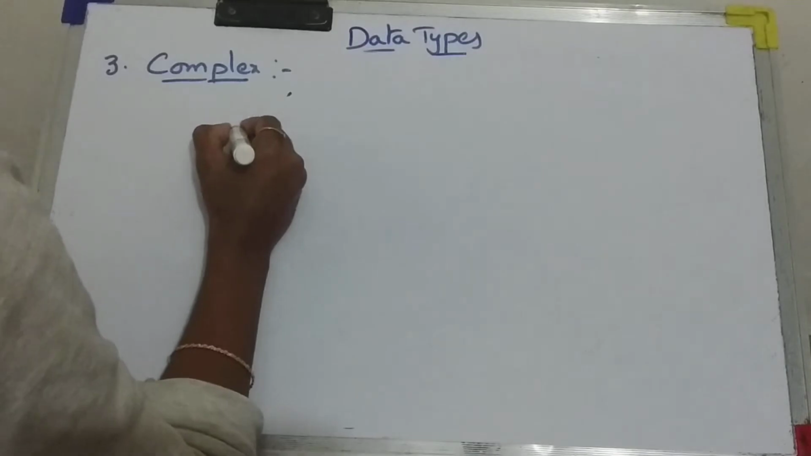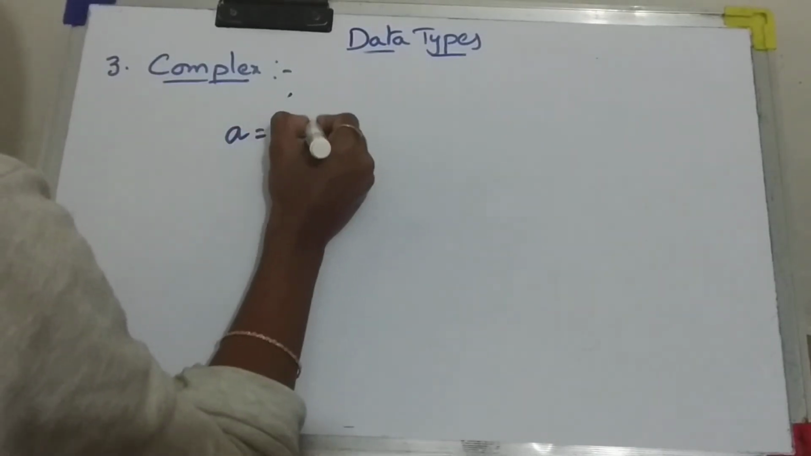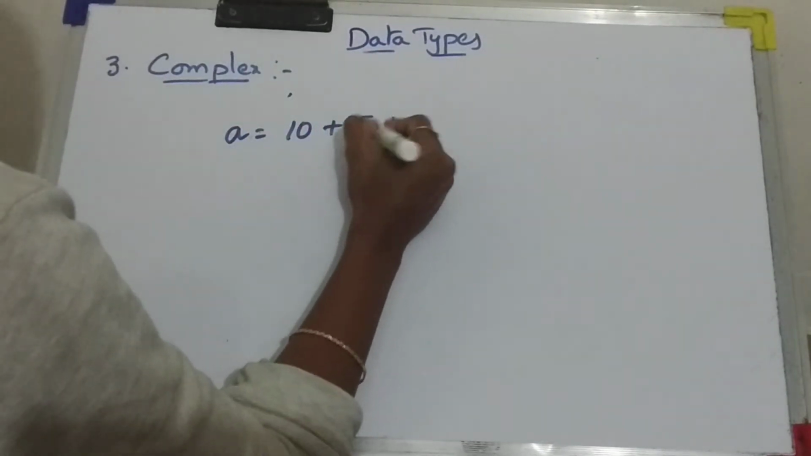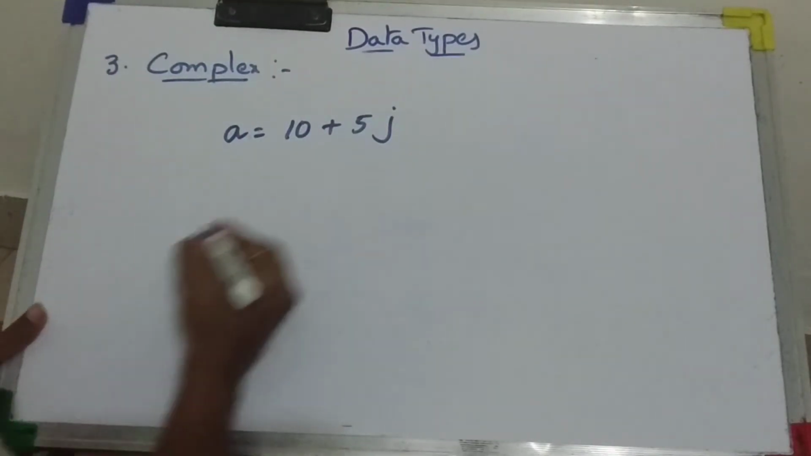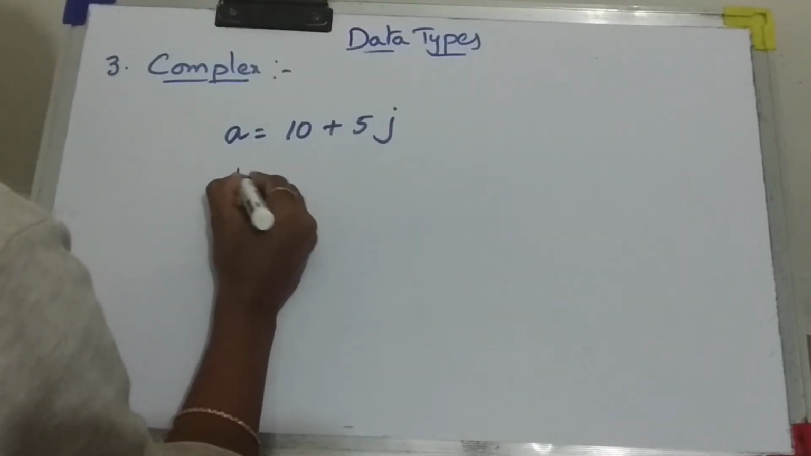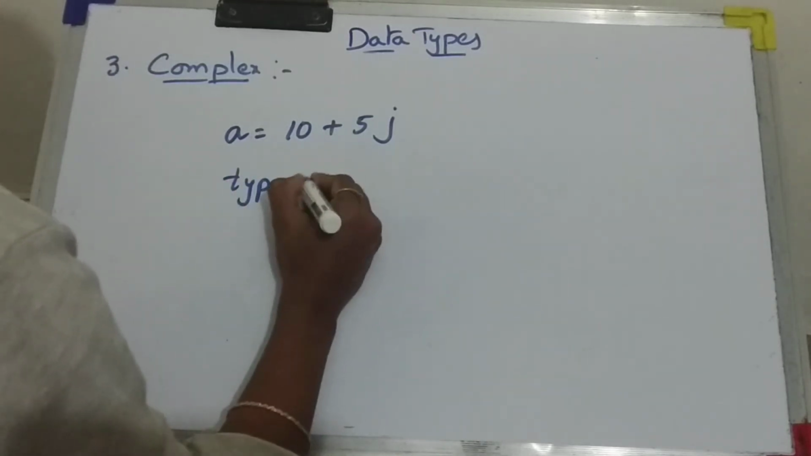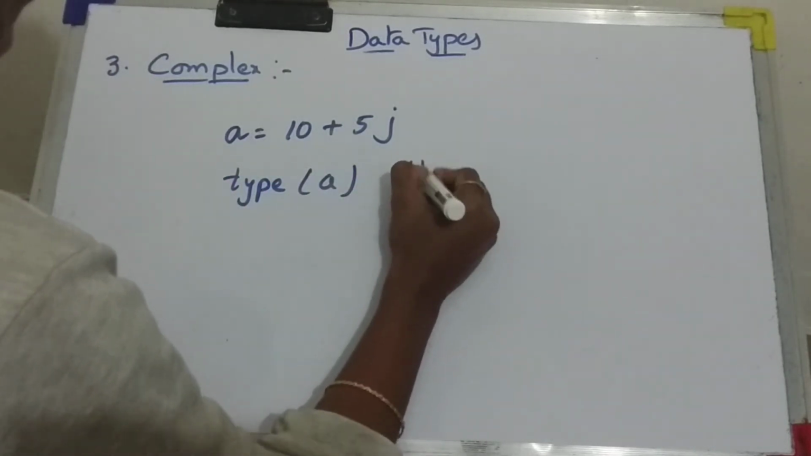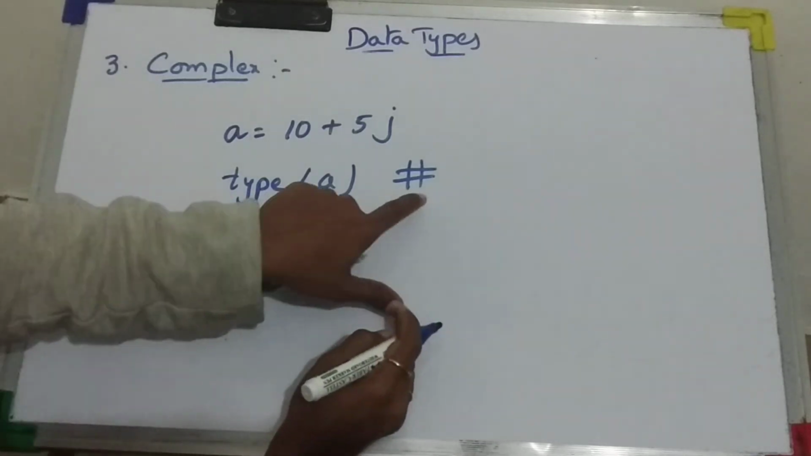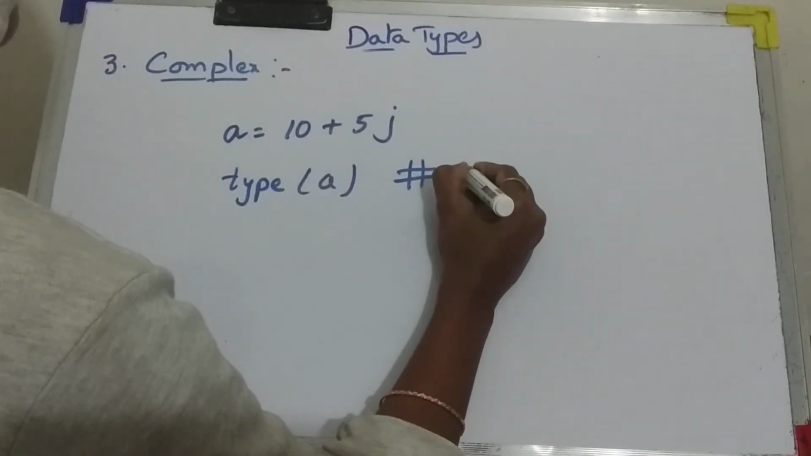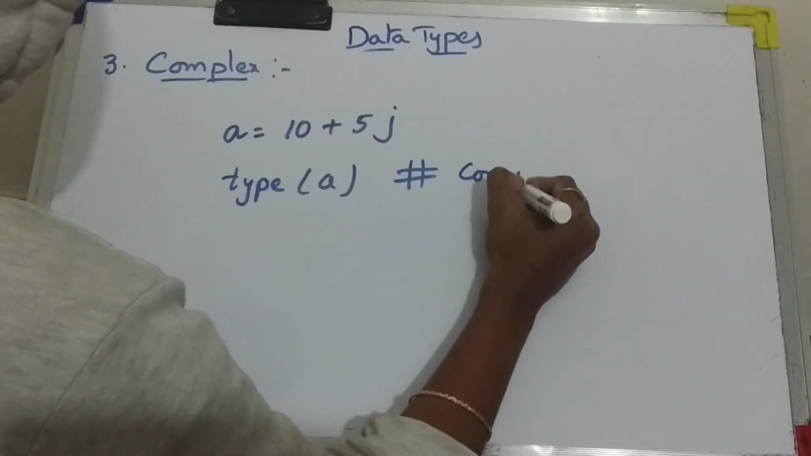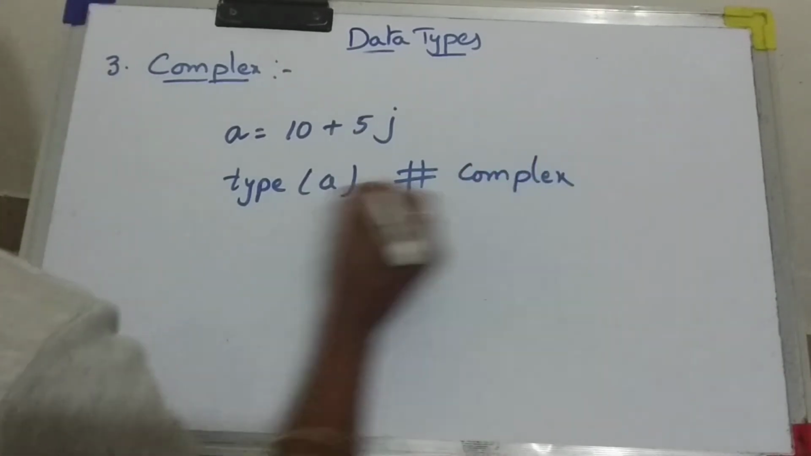How to get the real value and imaginary value? We will take A is equal to 10 plus 5j. Type of A. The answer you get is class complex. This type is a complex type.